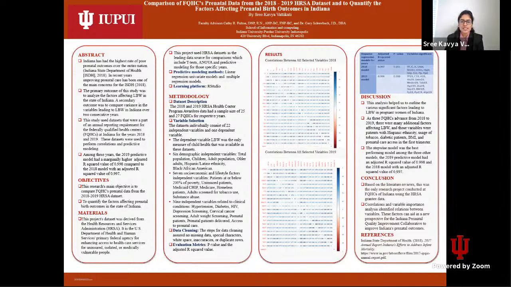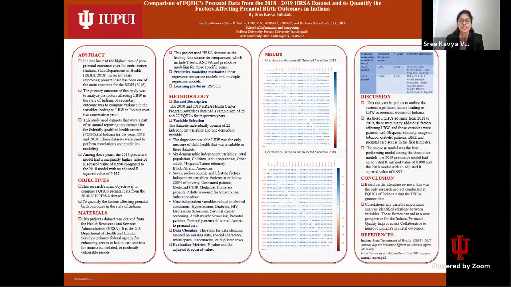This project used HRSA datasets as the leading data source for the comparisons, which include t-tests, ANOVA, and predictive modeling for those specific years. Predictive modeling methods included linear regression univariate models and multiple regression models, and the platform was RStudio. The 2018 and 2019 HRSA Health Center Program Awardees data had a sample size of 25 and 27 FQHCs for the respective years.